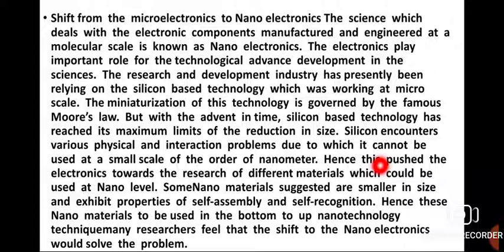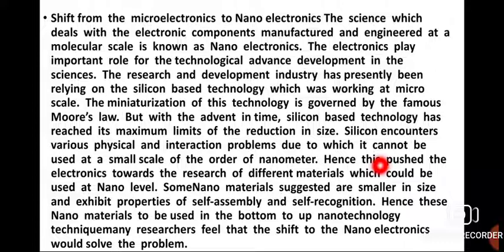This is the scientific definition of nanoelectronics. I am going to repeat this again. The science which deals with the electronic components manufactured and engineered at a molecular scale, that science is known as nanoelectronics. Okay, so electronics play an important role in technological advancement and development in science.